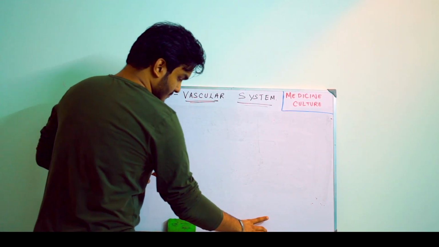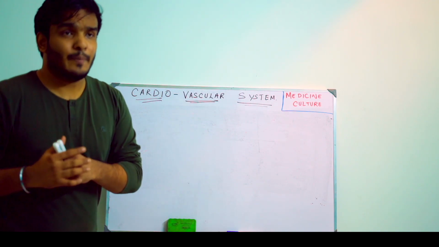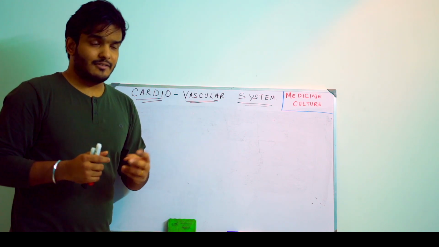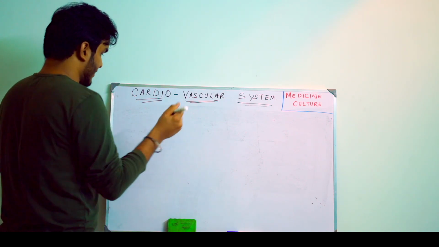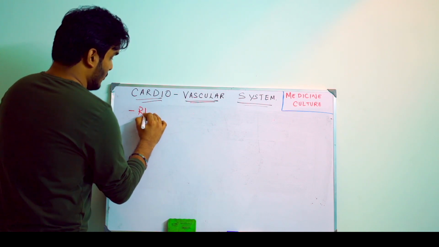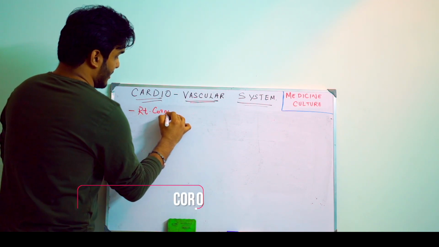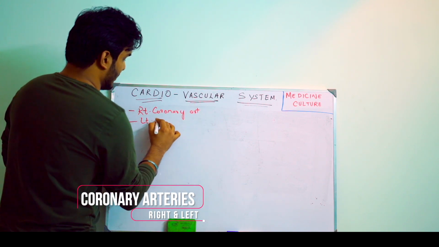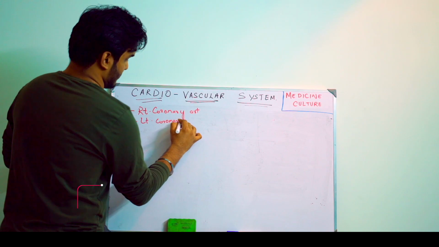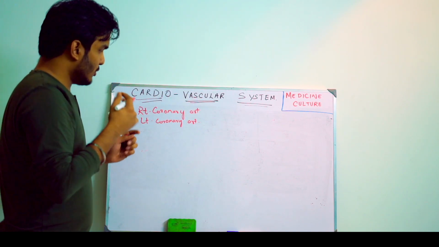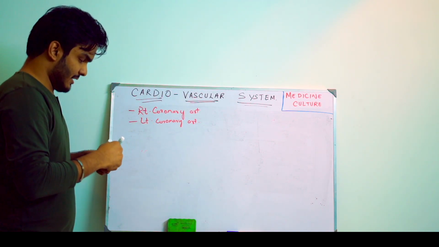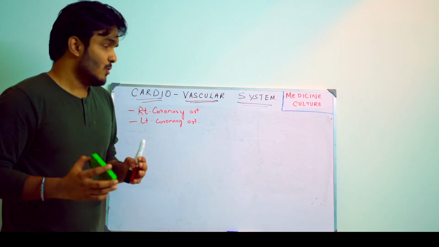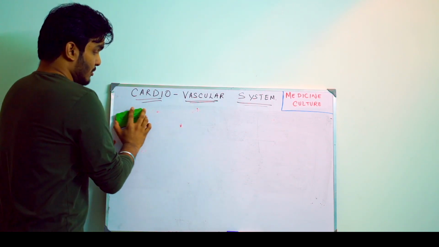So the heart is supplied by the coronary arteries. Two coronary arteries are there. That is number one. I'll write it here; please write along with me. Right coronary artery and left coronary artery. We'll be seeing them one by one. So let's start with the right coronary artery.